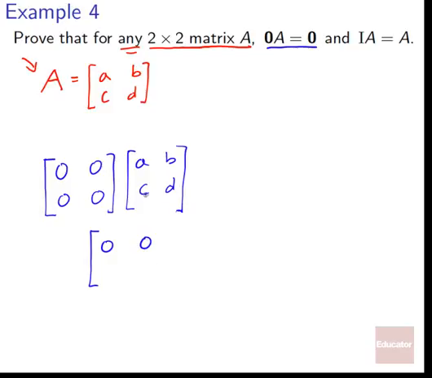0, 0 on AC. 0 times A, 0 times C. Hey, that comes out to be 0. 0, 0 on BD. 0 times B, 0 times D. No surprise there, it comes out to be 0. So we see, because it's got nothing but zeros that we're multiplying by, whatever it's going to hit, it's going to get turned to a 0. So that's why the 0 matrix multiplied by any matrix at all winds up coming out to be the 0 matrix. So this checks out.